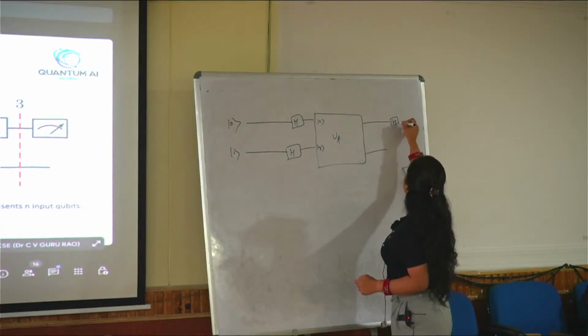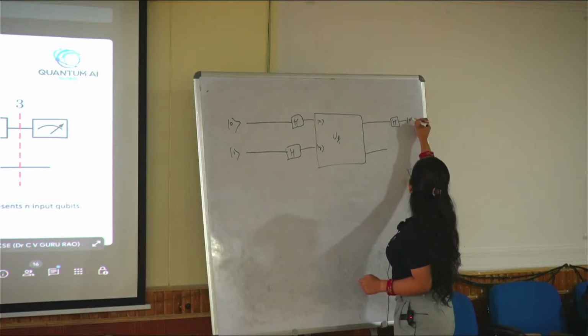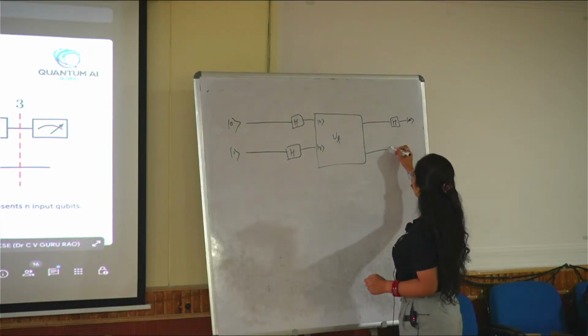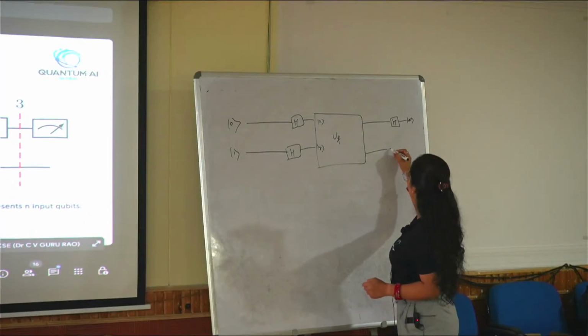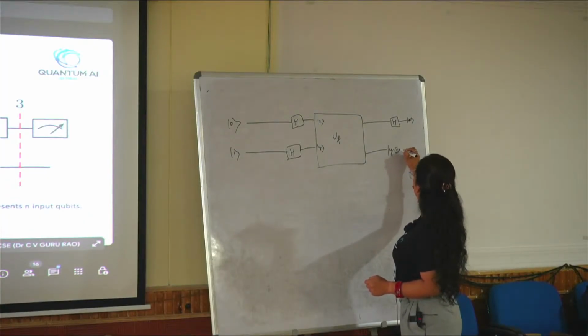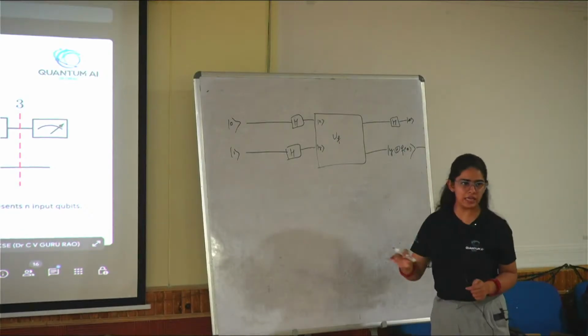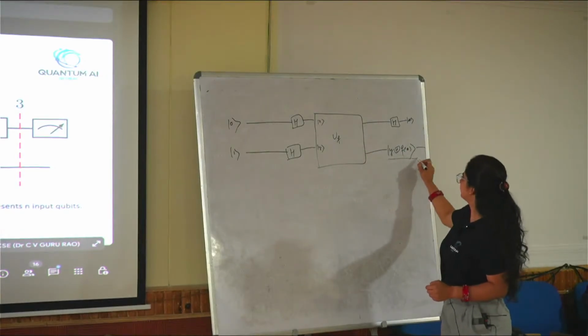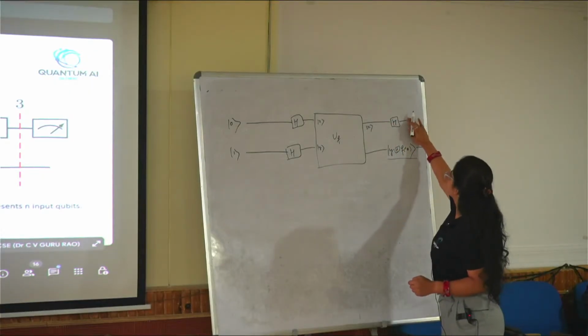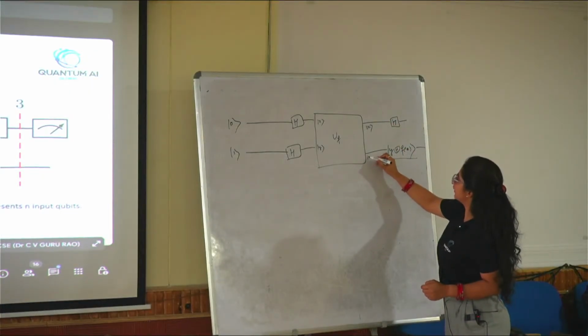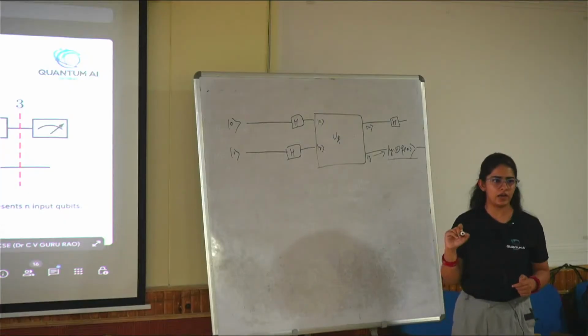Again applying a Hadamard gate, we are getting some output from here, and from here we are getting some output. But what this function is doing here is y XOR f of x. The functionality of this oracle is that it keeps x as it is and it changes y to this form, y XOR f of x.